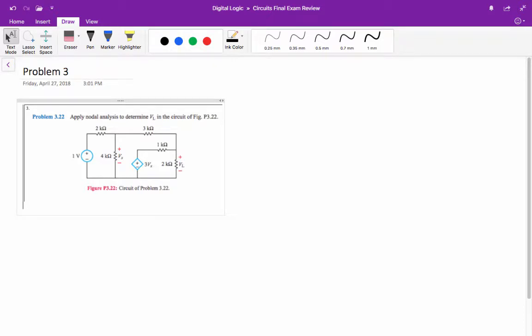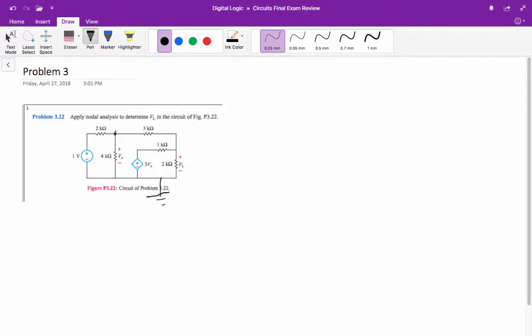This is problem 3 of the exam review worksheet, and it comes from chapter 3, where you learn different techniques for analyzing circuits, and this problem uses nodal analysis. So the first thing we have to do is identify our nodes. Let's make this ground, and then see if you can identify what the other nodes are.